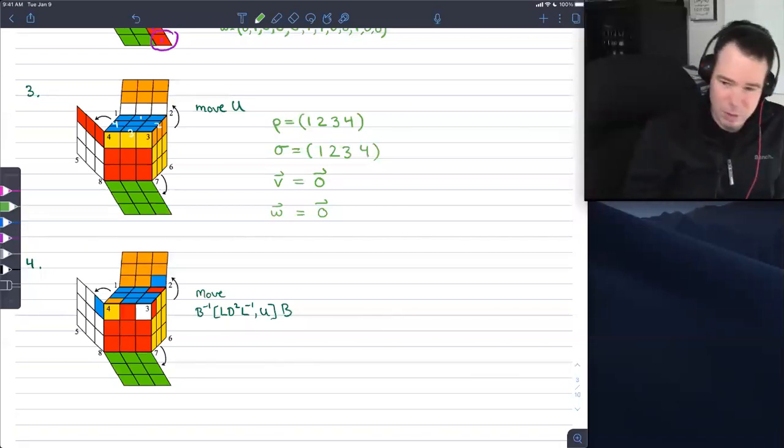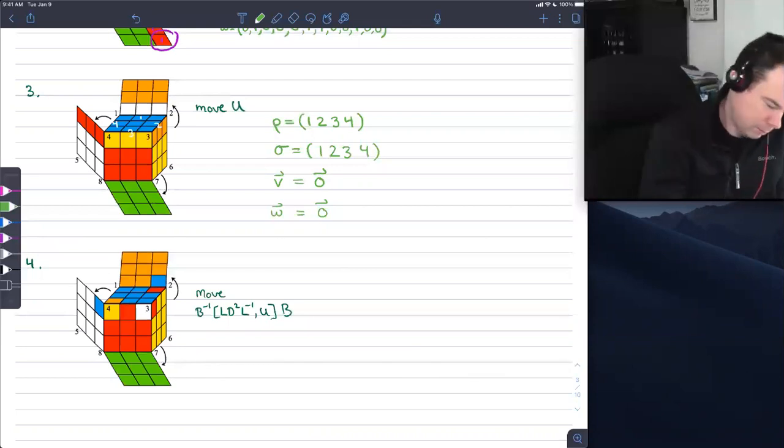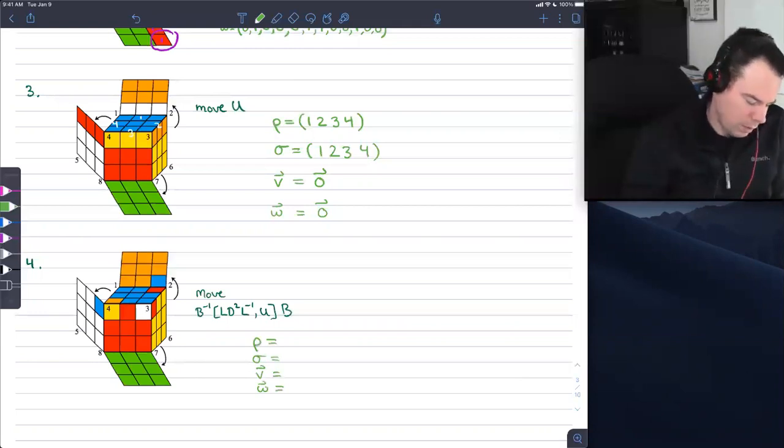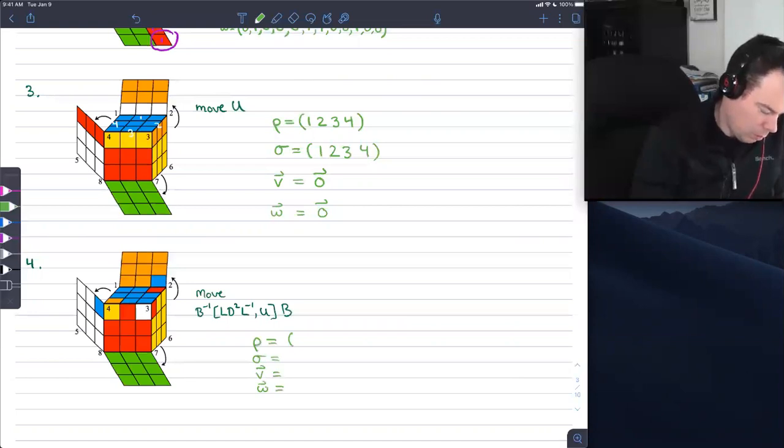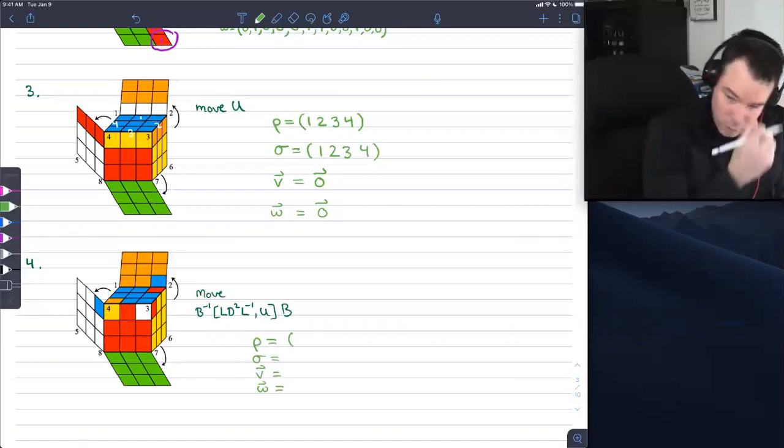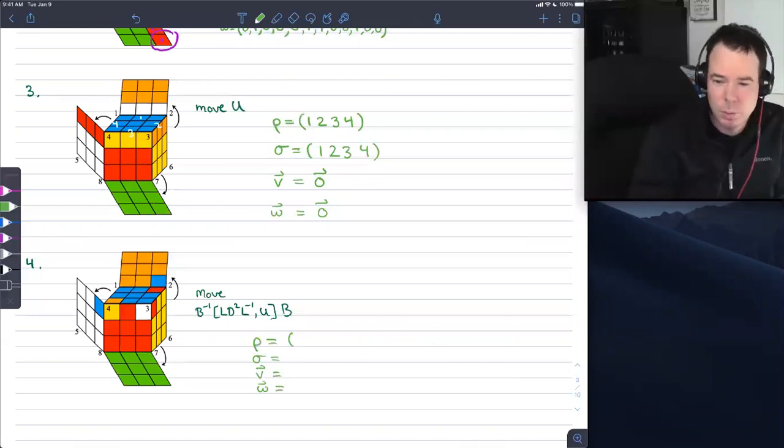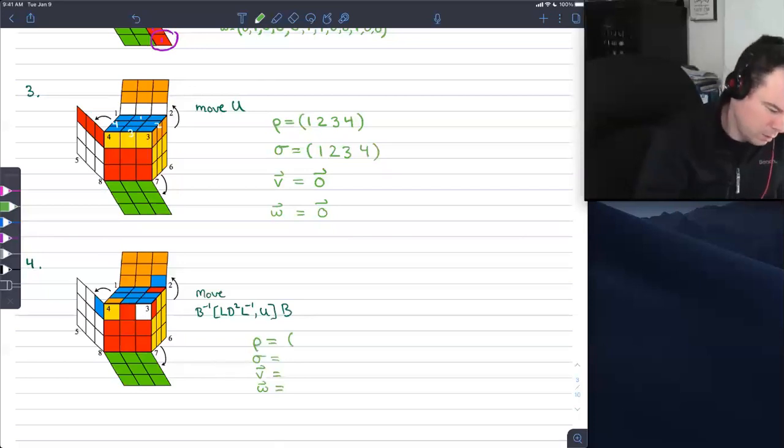So how about this move sequence, which results in that configuration of the puzzle. We can go ahead and work out what our rho, our sigma, our v, and our w is. So rho in this case is how the corners got permuted. Did they get permuted? Well, corner piece 1 is in spot 1, so it's in its proper location. Corner piece 2 is blue, orange, yellow. Blue, orange, yellow is now in position 4.